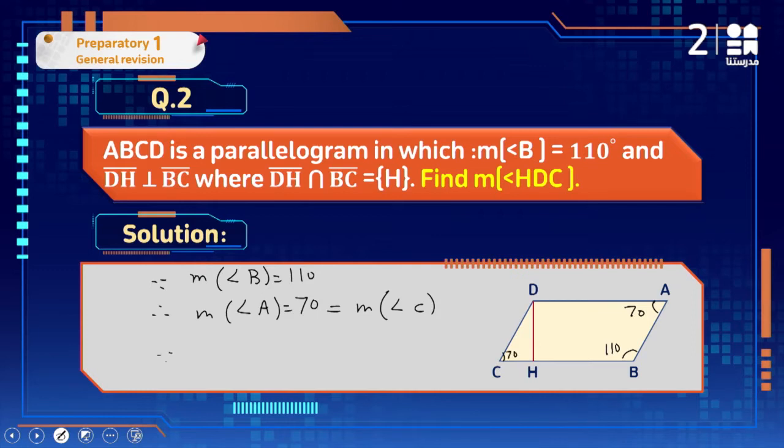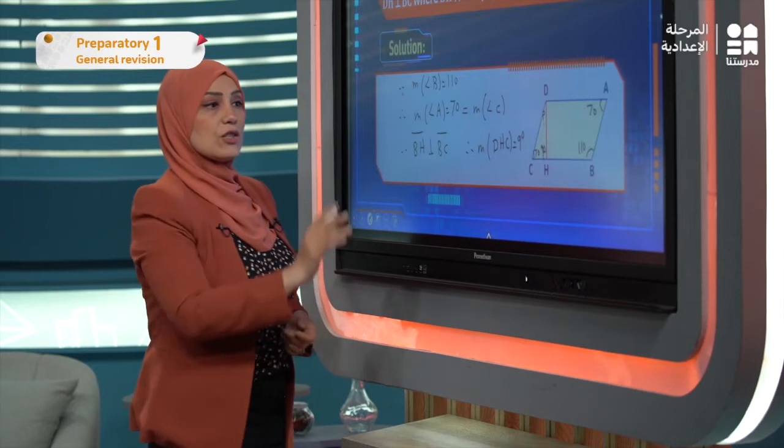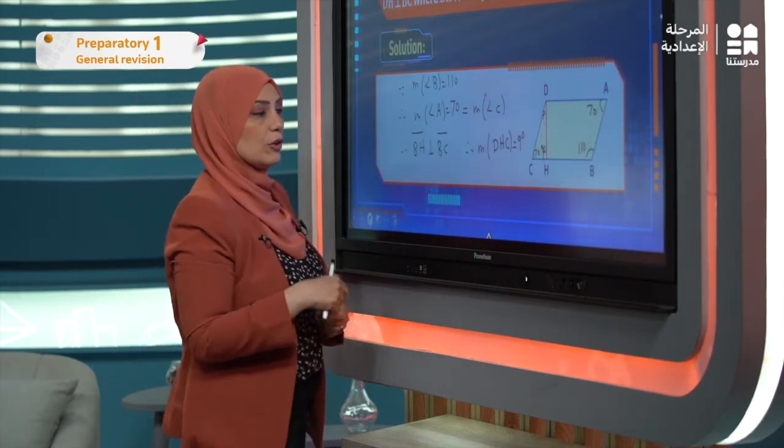Since DH is perpendicular on BC, therefore the measurement of angle DHC equals 90. So we know this one is 90. That's what we need. So we have to add 70 plus 90, then subtract it from 180.